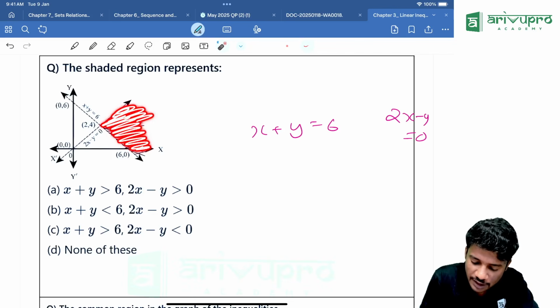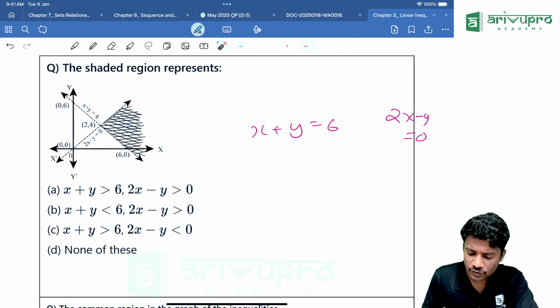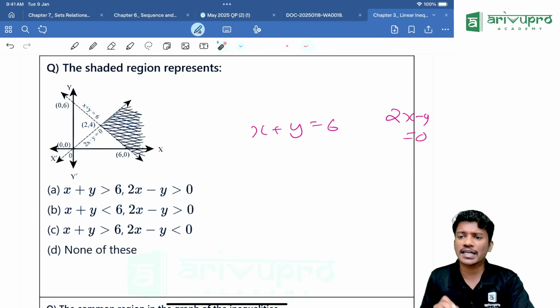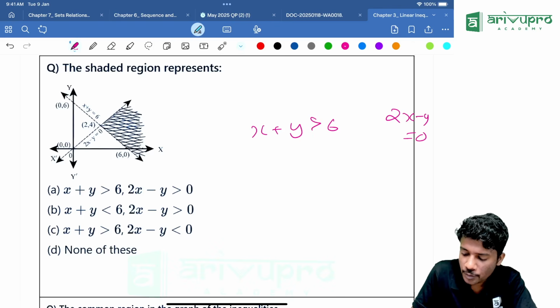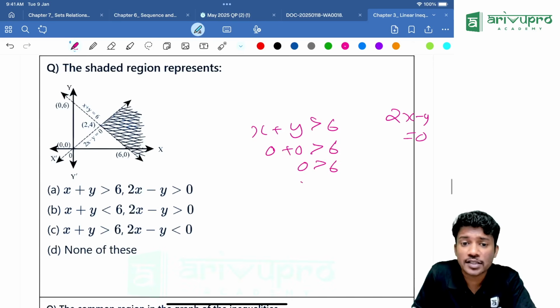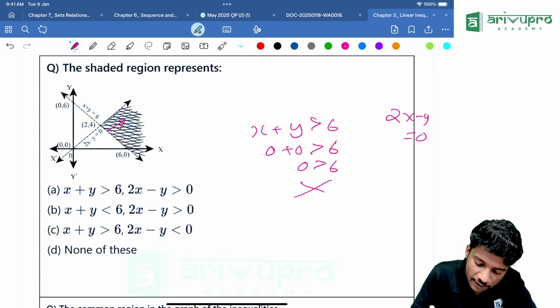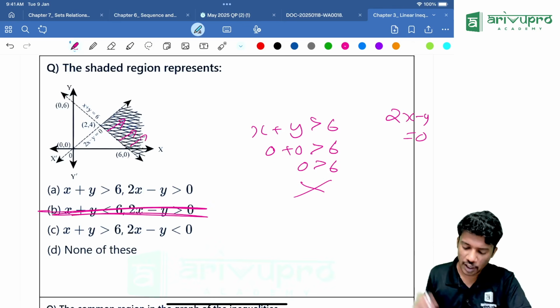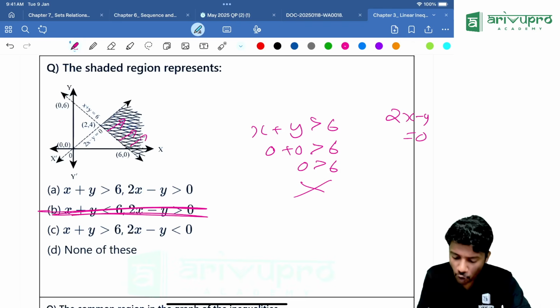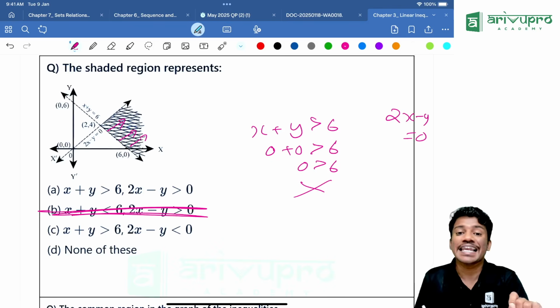How can we check that? Looking at that, we should know that x plus y is greater than 6. Put 0, 0. x plus y greater than 6 we are taking. Put 0 plus 0 greater than 6. Is 0 greater than 6? No, that means it should be away from the origin. That means option B is wrong.